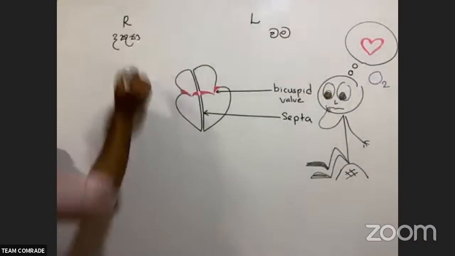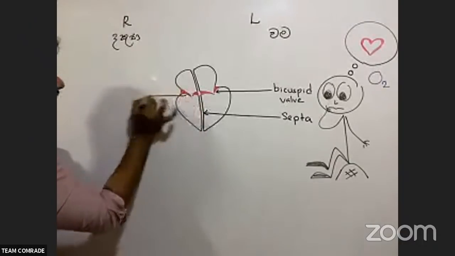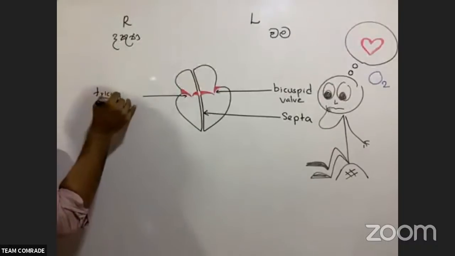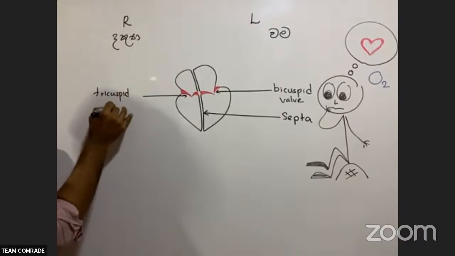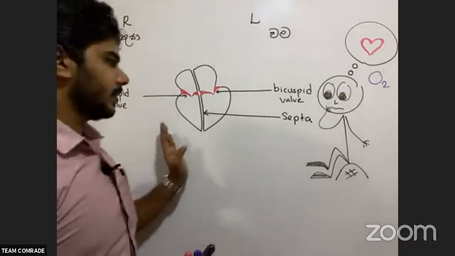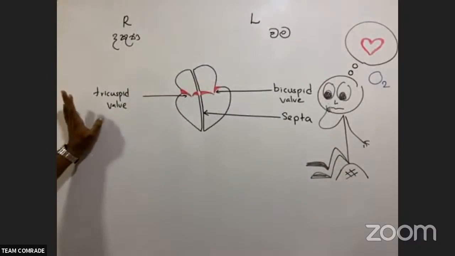So this is the Dakuna side. Here we have 3 letters, so we call this the tricuspid valve. Tricuspid valve. See this properly, yeah? Okay. Bicuspid valve and tricuspid valve.